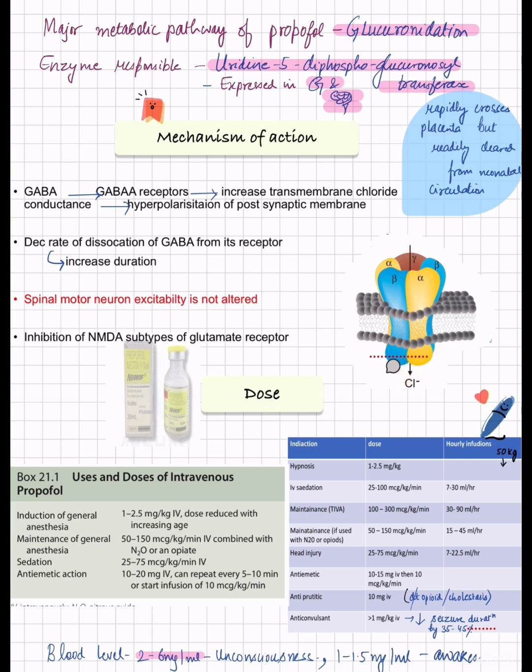By increasing the chloride conductance, it increases the hyperpolarization of the postsynaptic membrane. It also inhibits NMDA subtypes of glutamate receptors. How does it increase the chloride conductance? By decreasing the dissociation rate of GABA from these receptors. So hence it increases the duration of conductance.